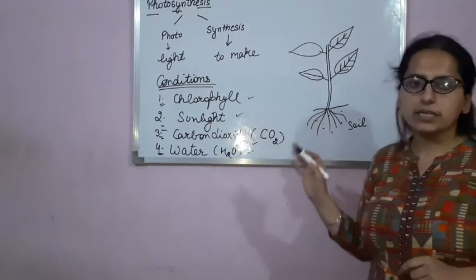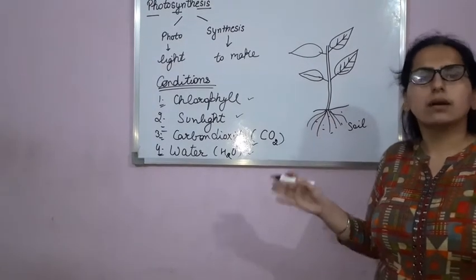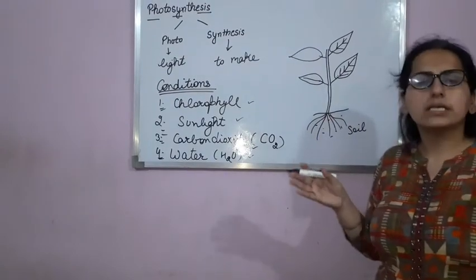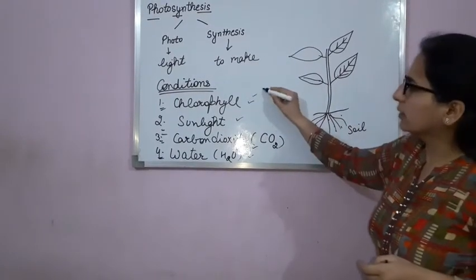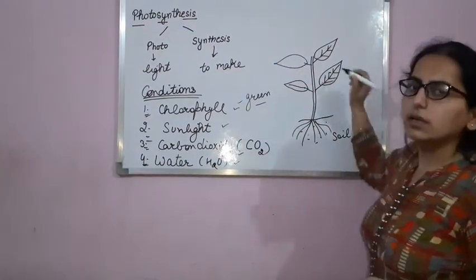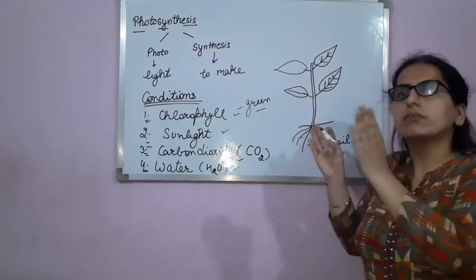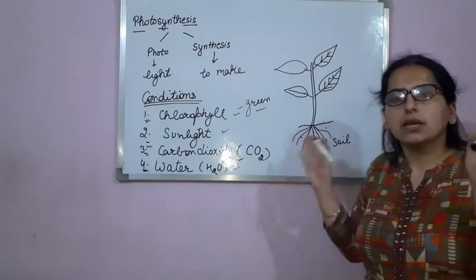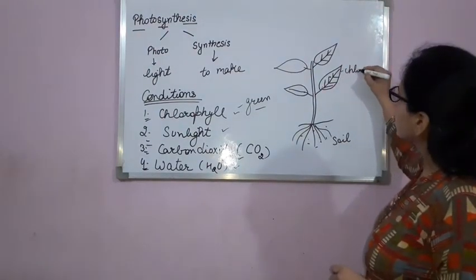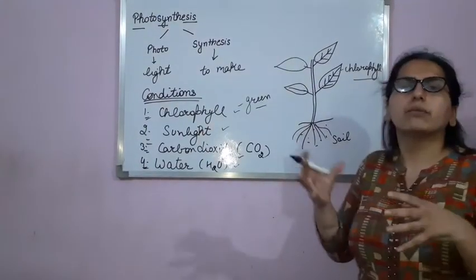Okay, first, chlorophyll. Chlorophyll is already present in the leaves and it is of green color. What is the color of chlorophyll? Green. So, chlorophyll is already present in the leaf. If the leaf is of green color, it means chlorophyll is present. Plant need not take it from anywhere else.